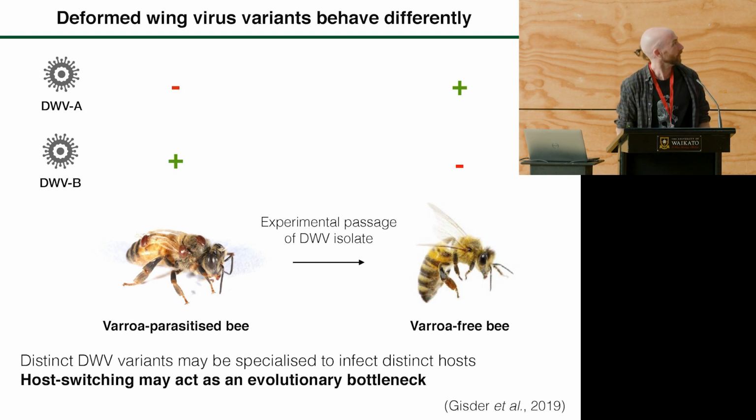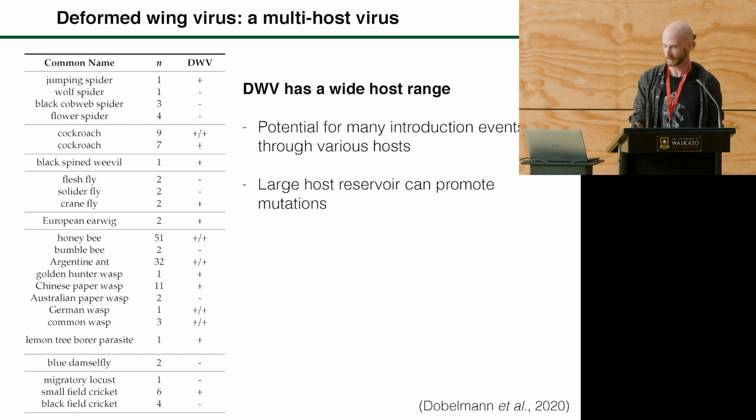On top of that, we did a little study, another survey in 2020, looking at deformed wing virus, this time not looking at different variants, but looking at deformed wing virus presence in a bunch of insects that were found around apiaries in New Zealand. And you can see that deformed wing virus was detected in a bunch of organisms that were not bees, from spiders to cockroaches to flies and other hymenopterans and orthopterans. So deformed wing virus has a really wide host range, which has two implications. First, there are many chances of it being introduced from other sources than honeybees.